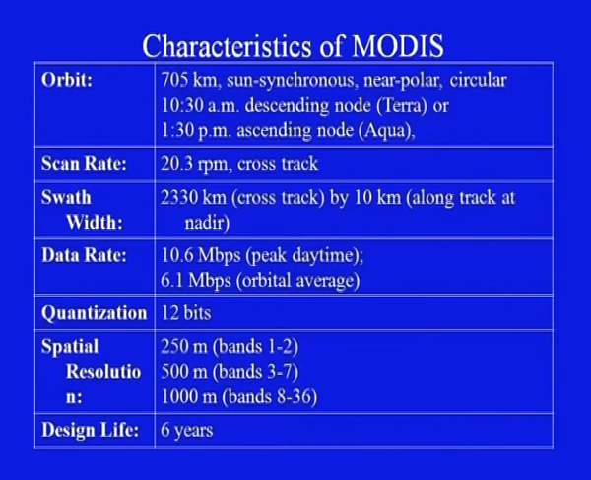The data is having a radiometric resolution of 12 bits and a spatial resolution which is variable from band to band. For the first 2 bands, 1 and 2, it is 250 meters. For bands 3 to 7, it is 500 meters, and from bands 8 to 36, it is 1000 meters. This particular sensor has a design life of 6 years.